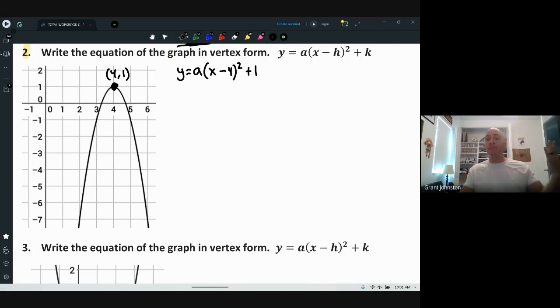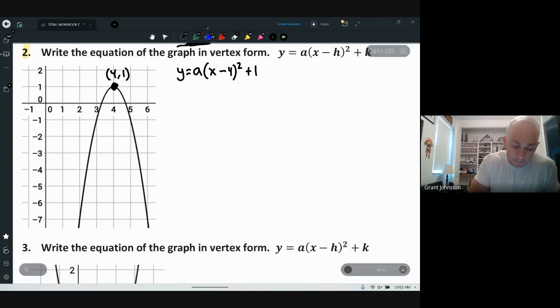And we're kind of halfway done. We inputted the vertex, but now we have to figure out what a is. So we're going to pick any other point on the graph. Doesn't really matter which one. Let's just pick this one. That is 3 comma negative 1. Okay, so negative 1 is our y, and 3 is our x.